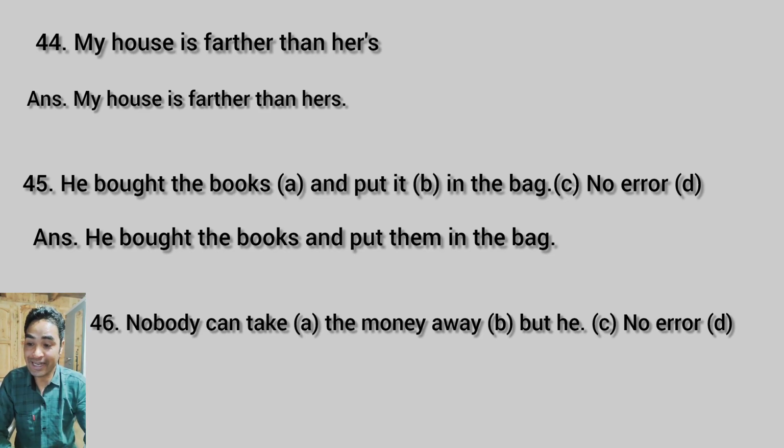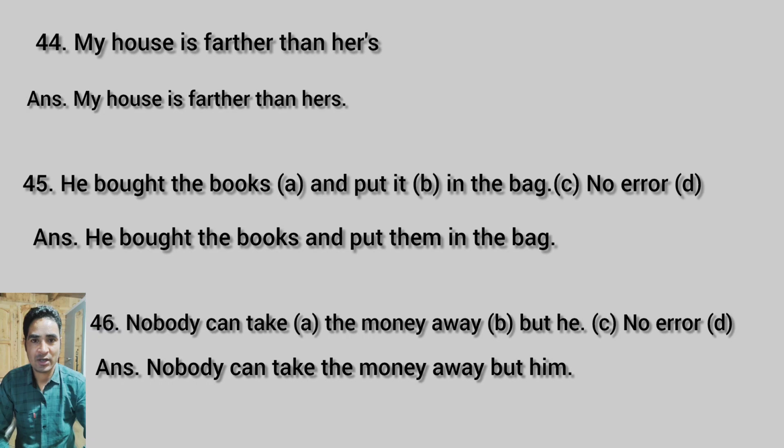46. Nobody can take the money away but he. What is the error in this sentence? Correction. Nobody can take the money away but him. But why? As you know, after a verb and after a preposition, the objective case of pronouns is written, not the subjective case. Here he is subjective case, we have to use him. Here in this sentence, the word but has been used as a preposition. As you know, the word but can be used both as a preposition and as a conjunction.